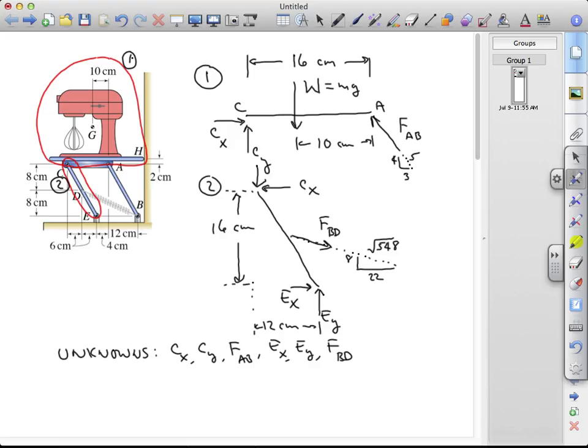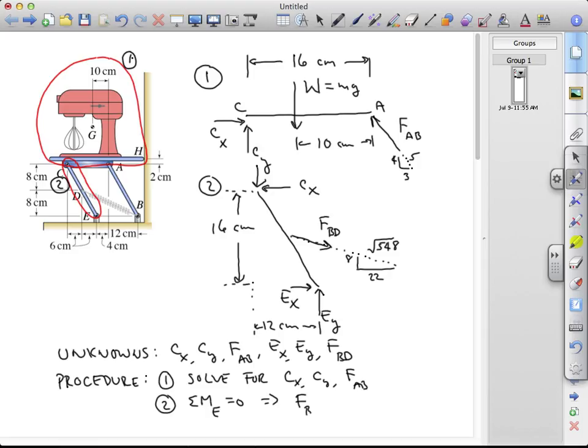In this case, we're only asked for the restoring force of the spring, so we may not need to use all of those equilibrium equations, and we can establish a procedure for getting there as efficiently as possible. So what we'll need to do is to start with free body diagram 1 and use all the equilibrium equations to solve for the first 3 unknowns, CX, CY, and FAB. And then we'll go to free body diagram 2. At that point, having CX and CY, all we really need to do is impose moment equilibrium, take the moments about E and set that equal to 0, and at that point we should have enough information to get FBD. So that will be our procedure in solving the problem.